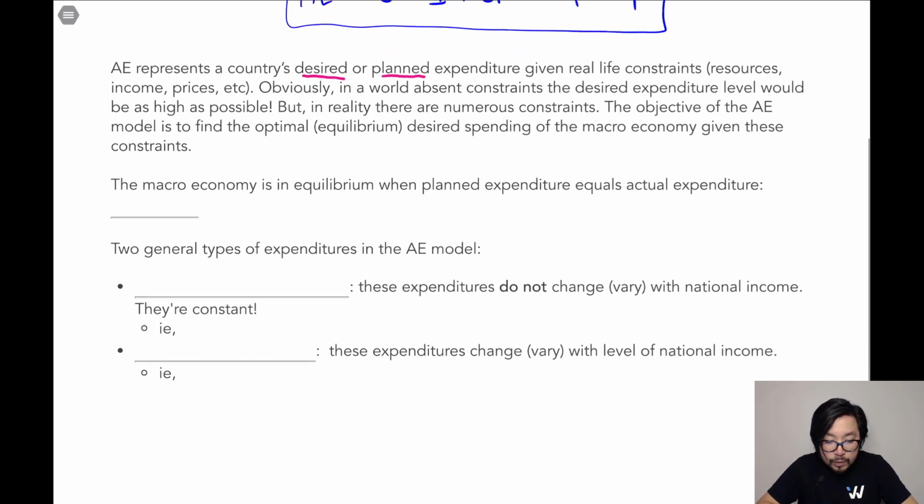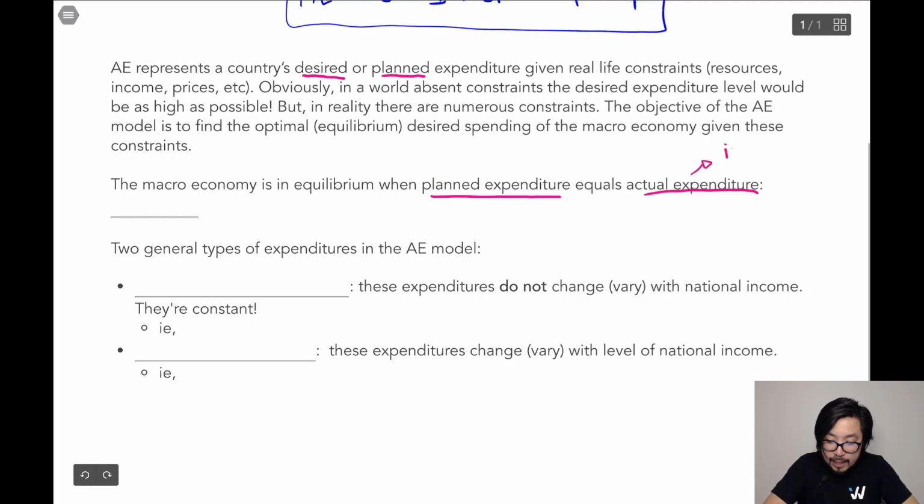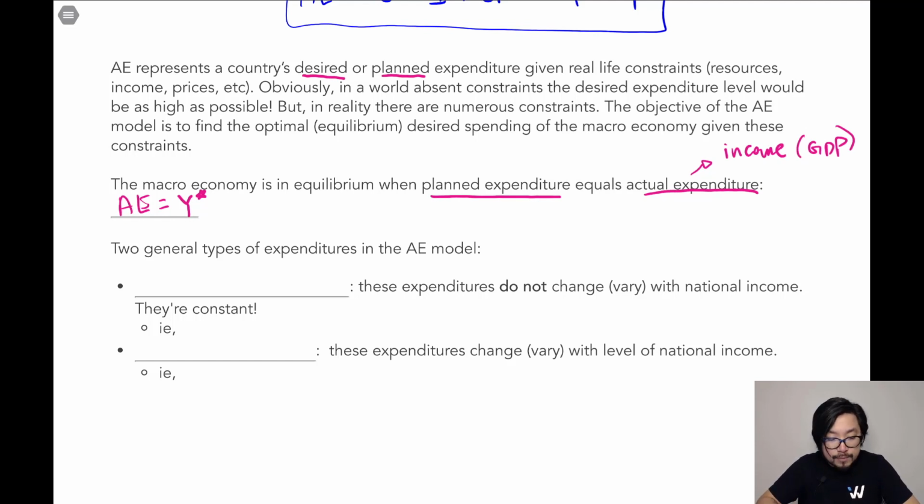So the macroeconomy is in what's known as equilibrium when planned spending equals actual expenditures, or actual income, or actual GDP. And this occurs when AE, which represents desired spending, equals Y. And I'm just going to superscript Y with a star, Y*, meaning equilibrium. Star is oftentimes used to denote equilibrium in economics.